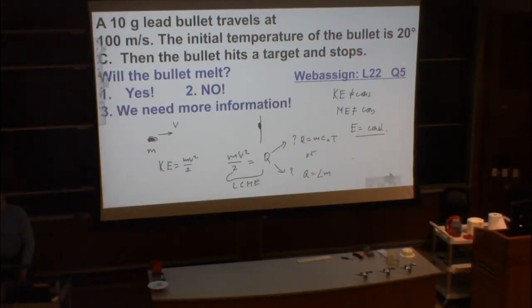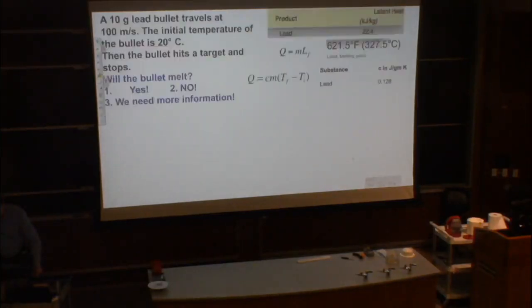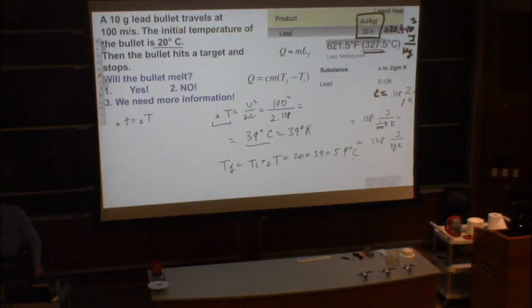Yes? The latent heat that you gave us was 128 joules per kilogram. That's not the latent heat. 128 is specific heat. Latent heat is 22.4 times 10 to the third. This number we would have used if the bullet would reach the temperature of 327.5 and still some energy would be left, so it would start melting.